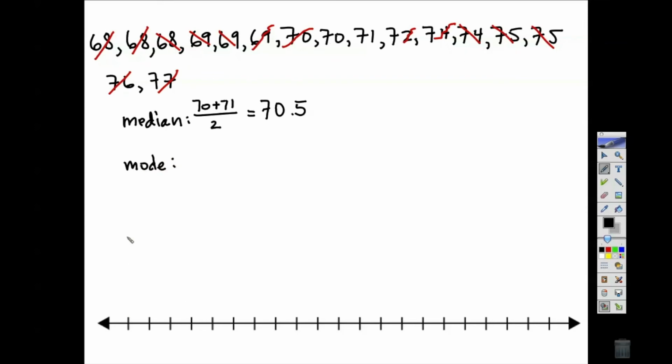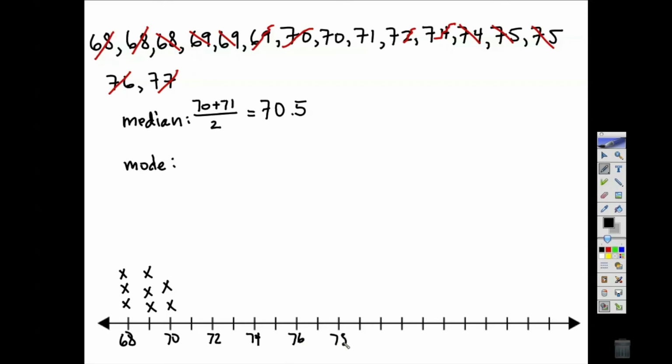Before I find the mode, I'm going to dot plot these points. That way I can see which one is the highest, meaning which happens the most, and that'll be my mode. 68 happened 3 times. 69 happened 3 times as well. 70 happens twice.